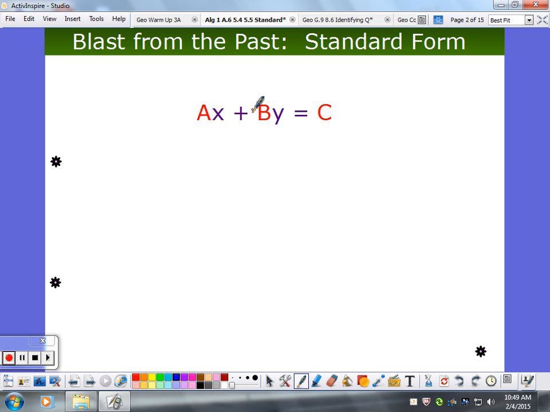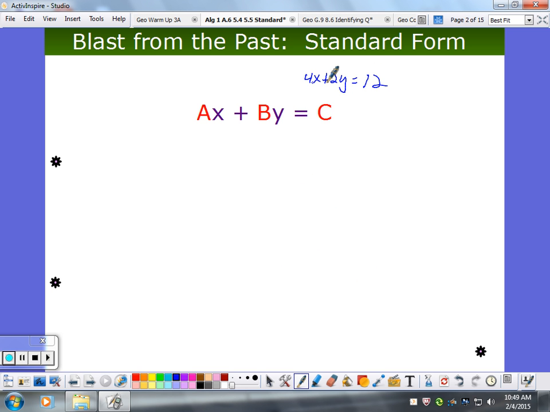Remember, these are just placeholders for numbers. So what's an example of an equation in standard form? Give me an example. Give me a number. 8, 12, 6, okay, 4. I think we got one.